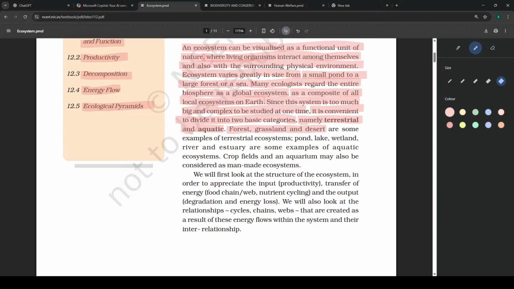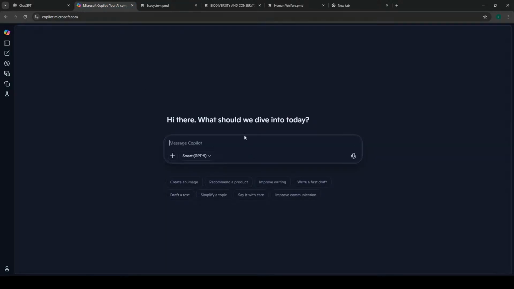Forest, grassland, desert are some examples of terrestrial ecosystems. Pond, lake, wetland, river, and estuary are some examples of an aquatic ecosystem. This might be a new word, estuary. What is this estuary?